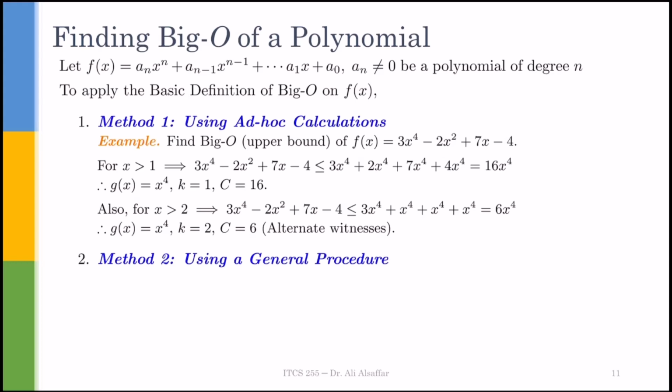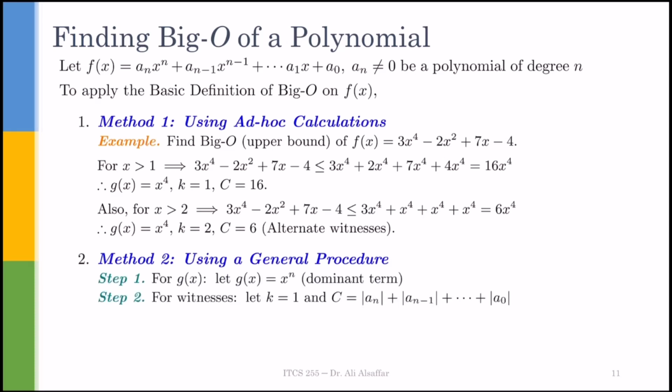Since we need only one pair of witnesses, we can consider the ad hoc calculations in this example as a guideline that we can apply on any polynomial. This guideline can be listed in steps as follows. First, to find the value of g of x, assume it is equal to the power of x of the dominant term. Next, to find the witnesses, let k equal 1, and the value of c will be equal to the addition of the absolute values of the coefficients of the polynomial.